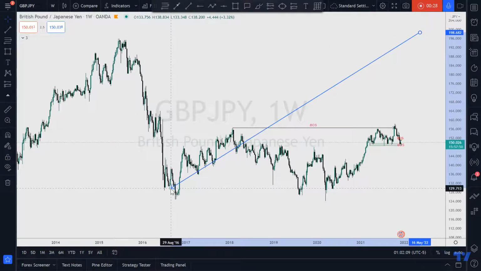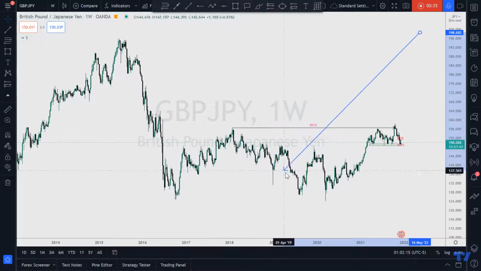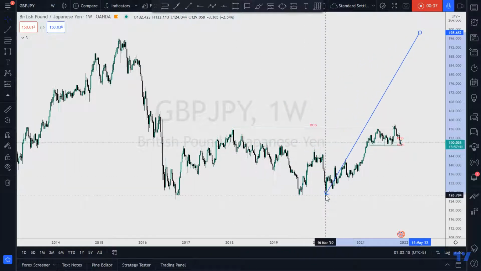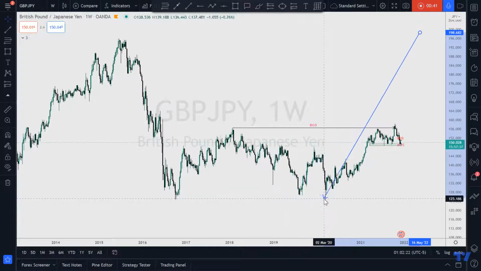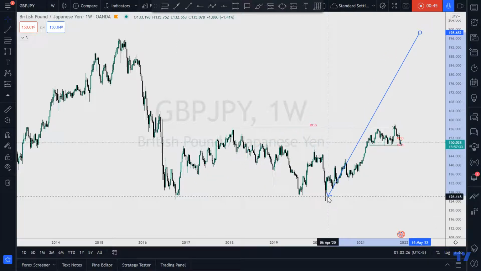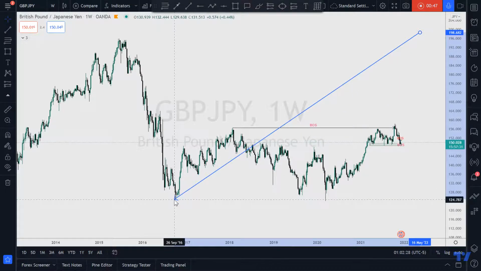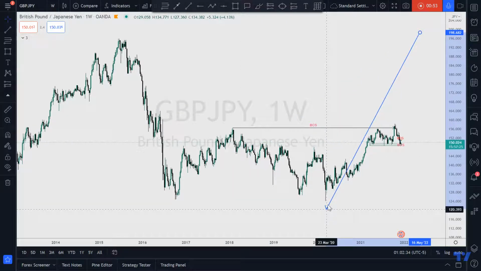Very strong impulse to the downside. A retracement, making a lower high, but we fail to make a lower low. However, we do beat that low here, taking the liquidity from that low for people that took longs. Where are their stop losses? Right here. And what does it do? It comes down and takes that stop loss.